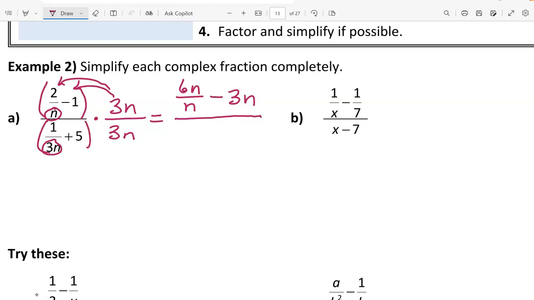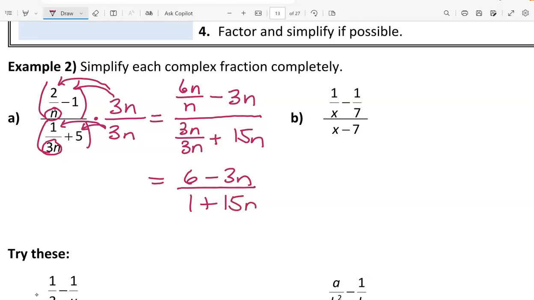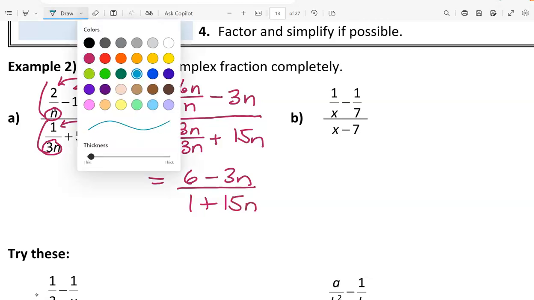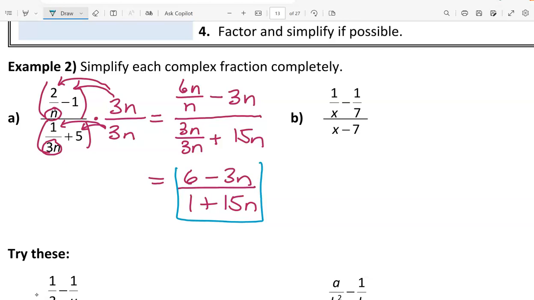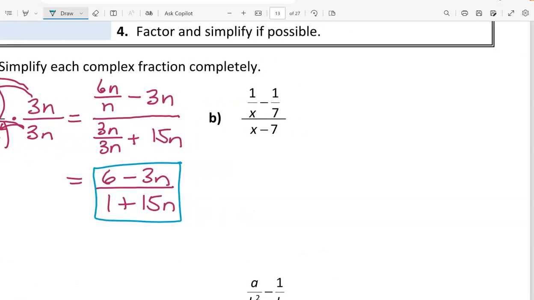when we distribute to the fraction, 3n times 1 over 3n is 3n over 3n, and 3n times 5 is 15n. Now simplify each of the fractions. 6 minus 3n divided by 1 plus 15n, and the fraction is simplified. Let's take a look at b.